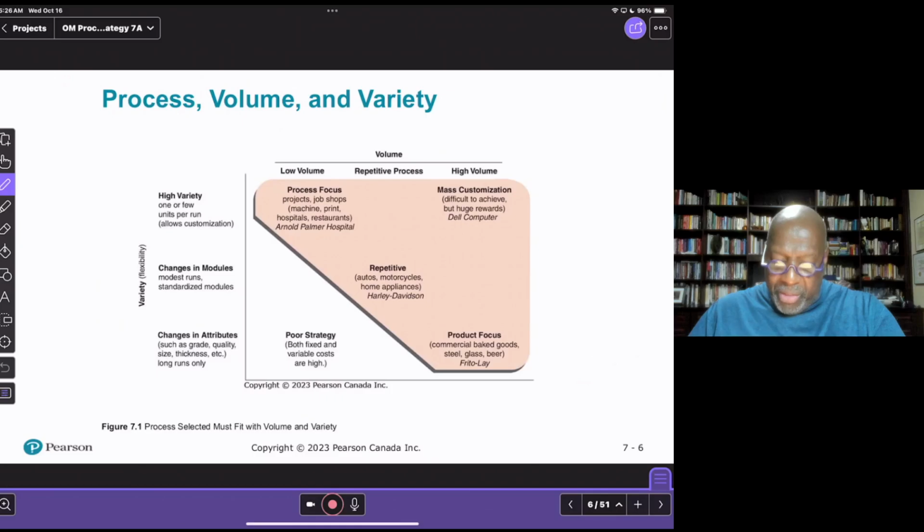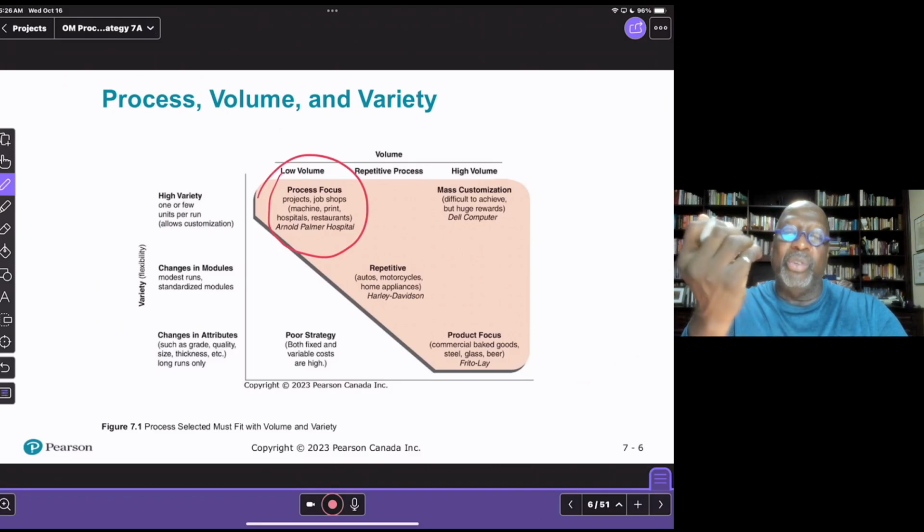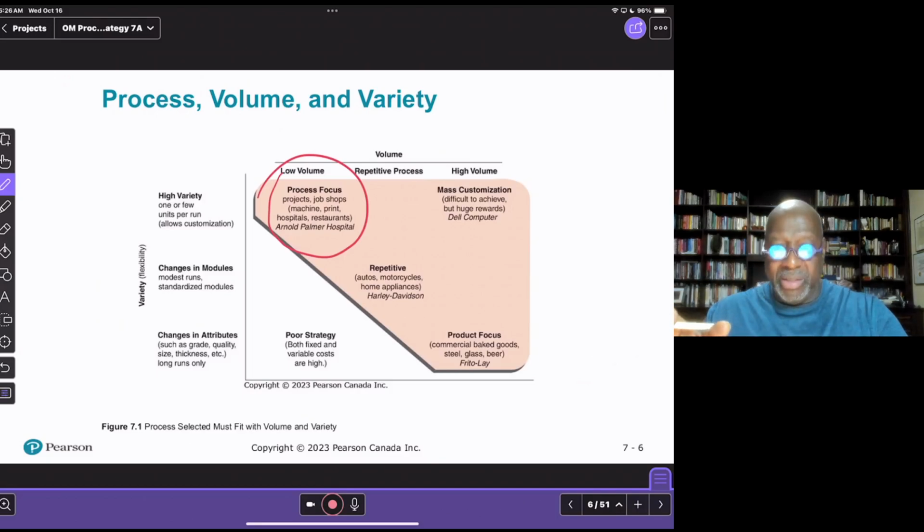So there is one process that is called a process focus kind of organization, factory. In a process focused facility, you have various processes and the product that is going to be produced will require a subset of those processes, not all of them necessarily. So in that environment, because you're not mass producing, you tend to have low volumes, all right? But you have a lot of variety.